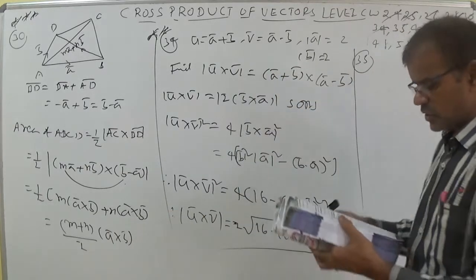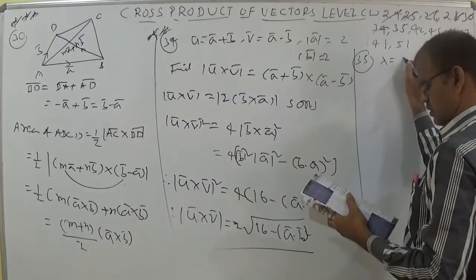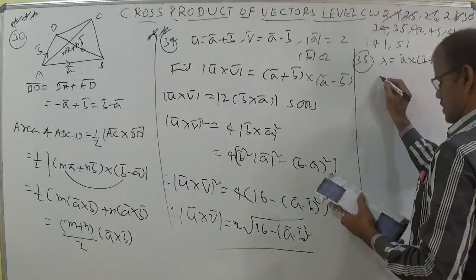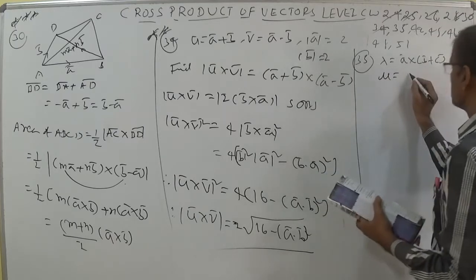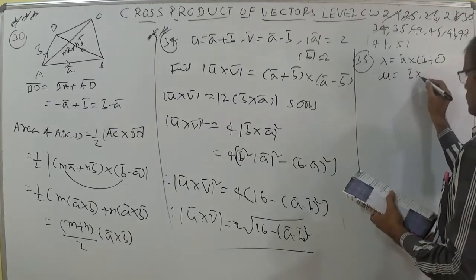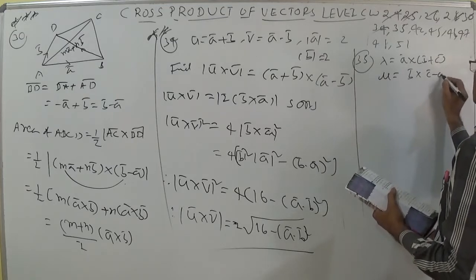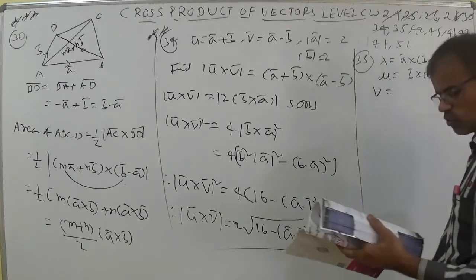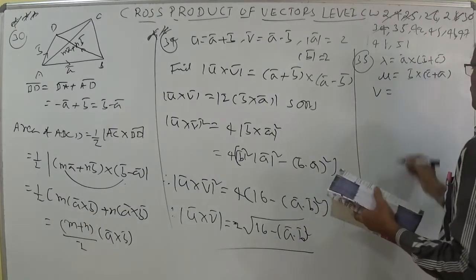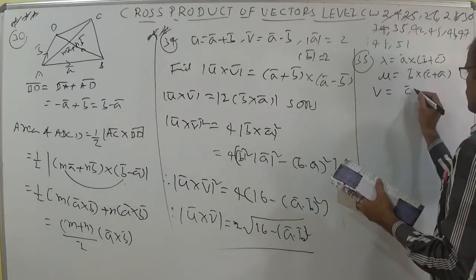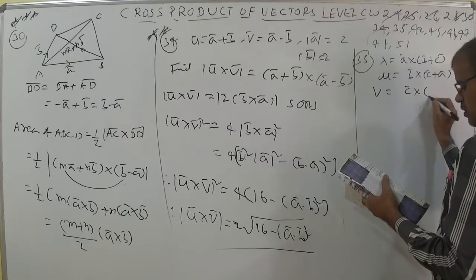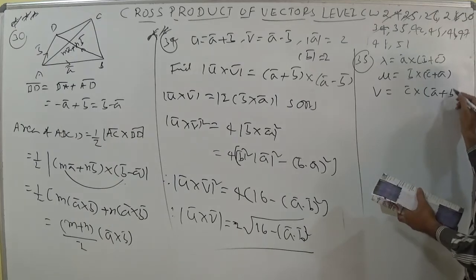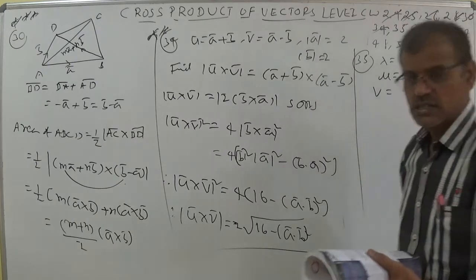35th question: lambda is equal to a bar cross b bar plus c, and mu, three scalars given. Mu is equal to b bar cross c bar plus a bar, and nu, generally he should give nu, as lambda, mu, nu are in alphabetical order. So lambda, mu, nu he has given as a bar cross b plus c, b bar cross c plus a, and c bar cross a plus b. These are called cyclic expressions.